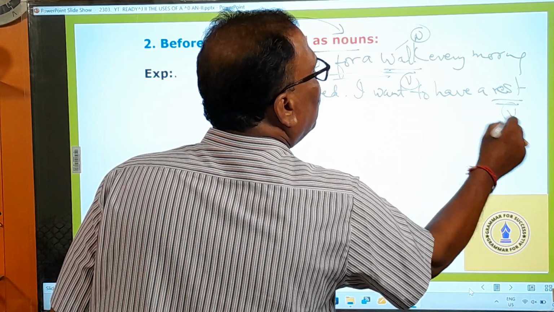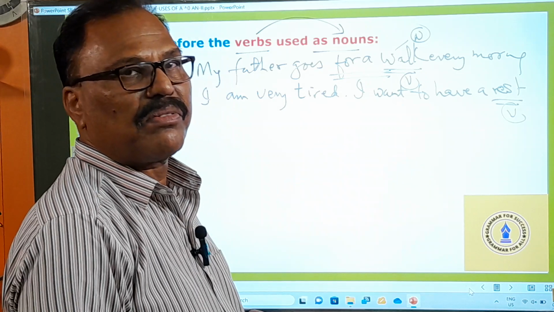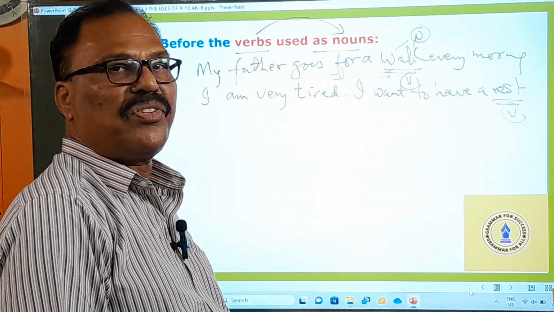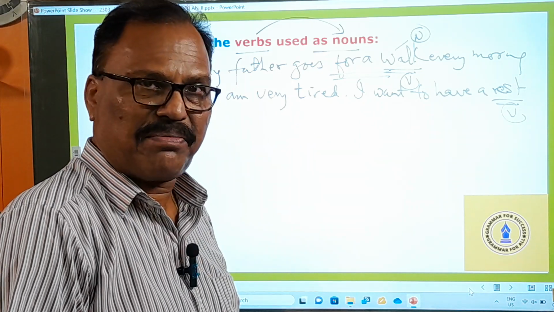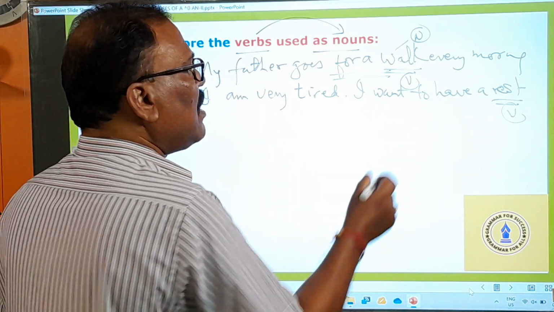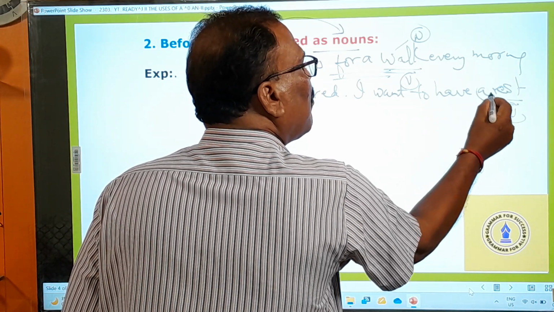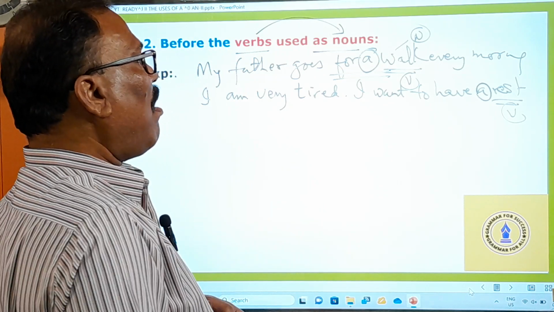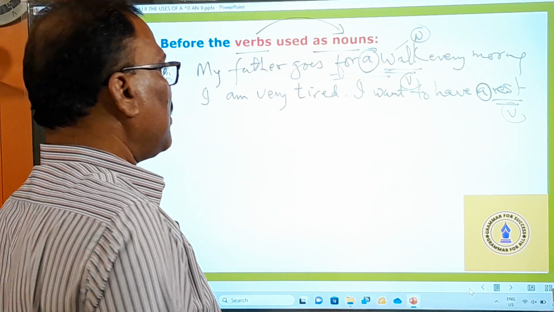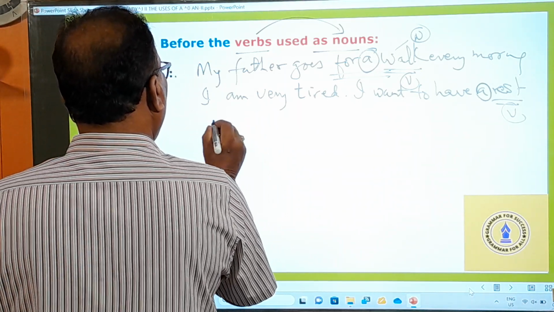See, rest is a verb. Rest, resting, rested, rested. These are the verb forms. I have rested under a tree. The poor man has rested under a bridge. Rested. So here rest is a verb, but you are using it as a noun. Therefore, you have to use it like this: for a walk, have a rest. And here one more example I would like to give you.